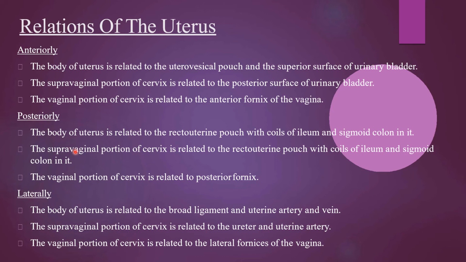Supravaginal portion posteriorly related to recto-uterine pouch. We saw already the pouch that sits behind the uterus and in front of the rectum. That is called recto-uterine pouch. So both are related to this pouch. The vaginal portion, as we saw already, is related to the posterior fornix. The lateral portion, already we saw, is the broad ligament that is situated laterally on both sides, right side and left side. Also within the broad ligament there is uterine artery and uterine vein. Supravaginal portion also has same relation, ureter and uterine artery.